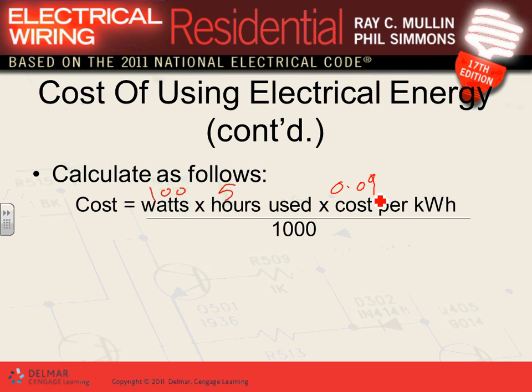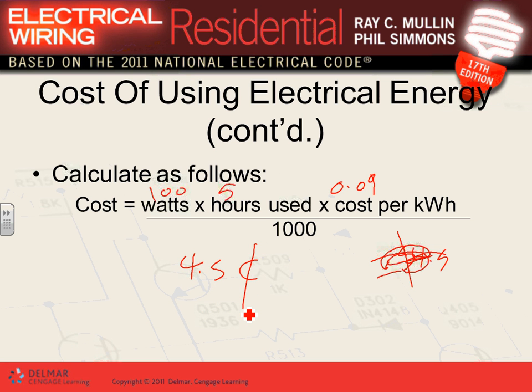Because it makes a kilowatt-hour. Can you guys tell me how much I should pay to run the 100 watt bulb for 5 hours at 9 cents per kilowatt-hour? Can you multiply this and give me the number? So 500 multiplied by 0.09 divided by 1,000. The answer should be in dollars. Anybody? 0.045. 4.5 cents.